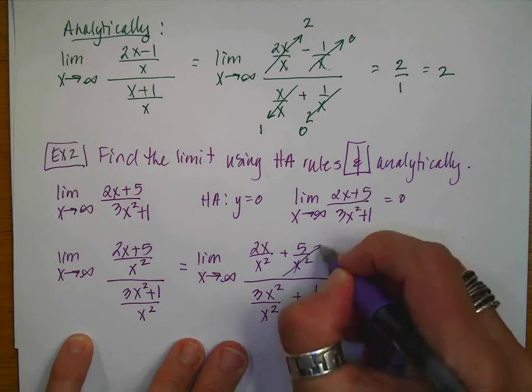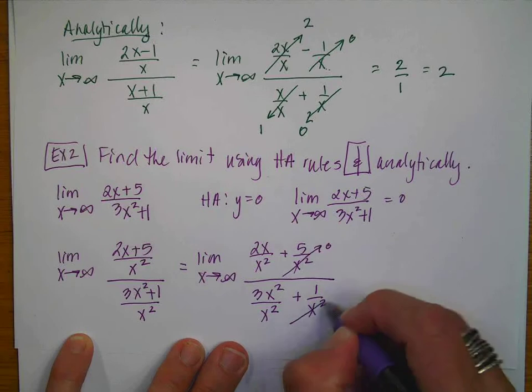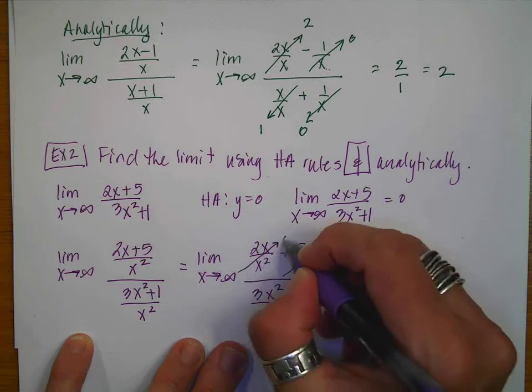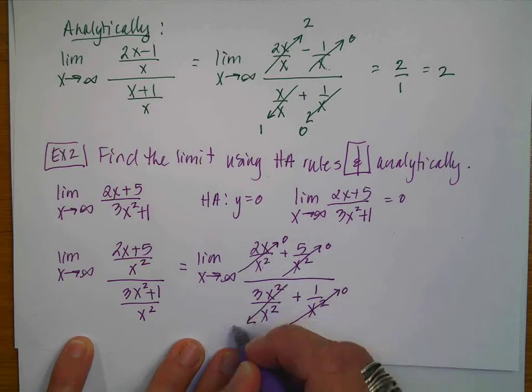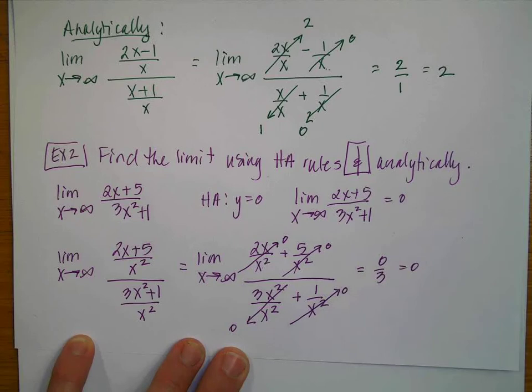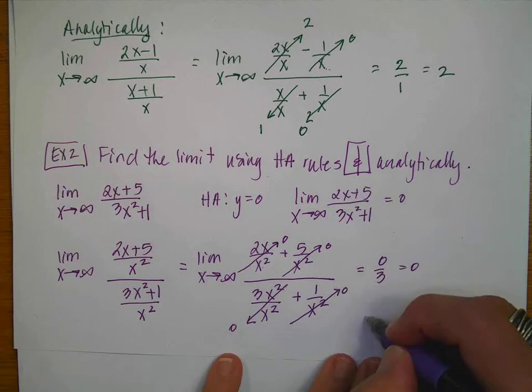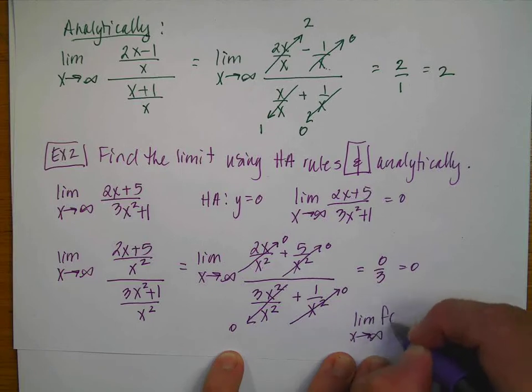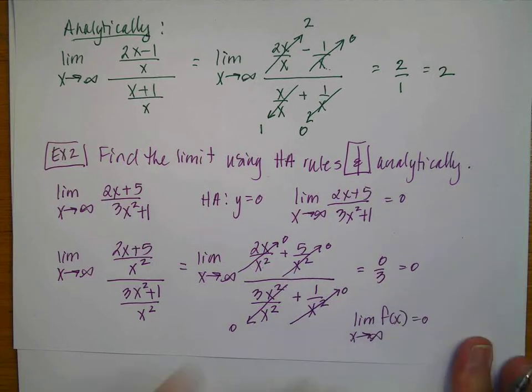So now if I look at each of the individual terms, the degree is higher, it goes to 0. The degree is higher, it goes to 0. The degree is higher, it goes to 0. And this guy is going to go to 3, so it's going to be 0 divided by 3, which is 0. And then I have to write my conclusion statement at the end, so the limit as x approaches infinity of the function is equal to 0.